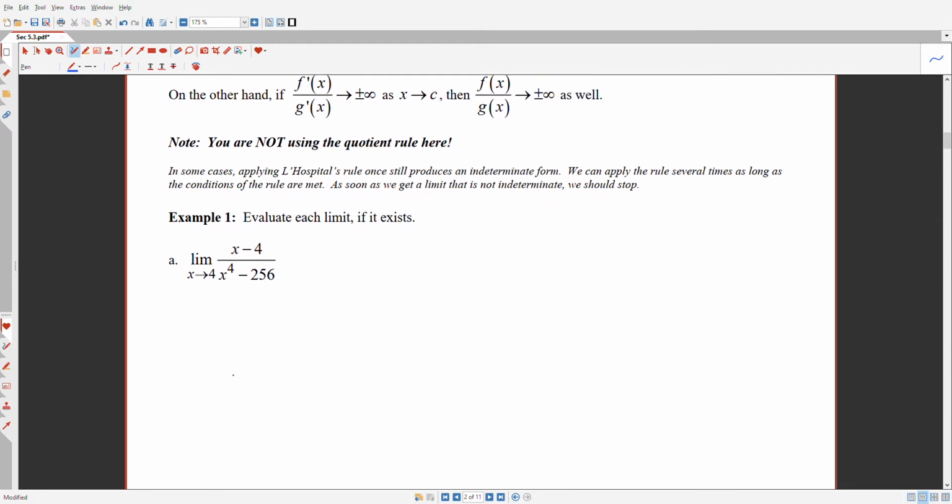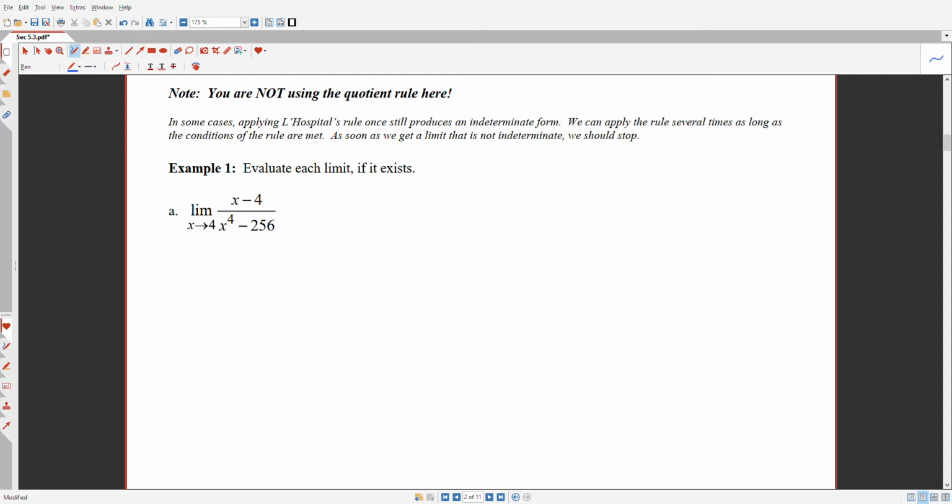Okay, so I just skipped past all the text. You can read that, but let me start with example 1a. I'm going to do this limit the way we've done it before, if we can.